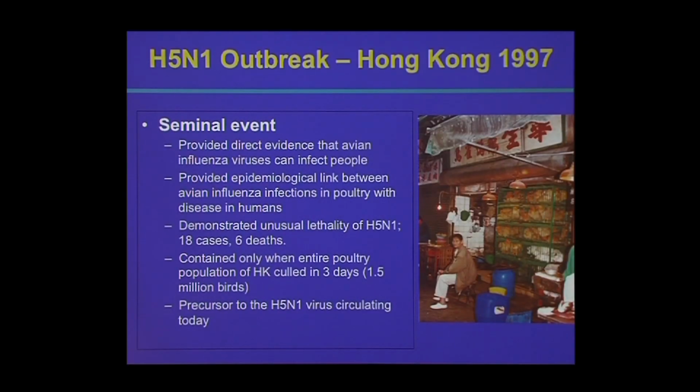So avian influenza was not really on anyone's radar until 1997, when there was an outbreak in Hong Kong. This was the seminal event as far as international avian flu. There was an outbreak of H5N1 in poultry in markets in Hong Kong, with 18 cases and 6 deaths, so it was a high mortality.